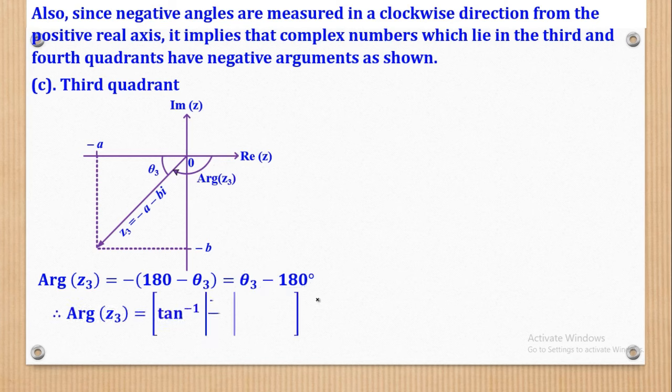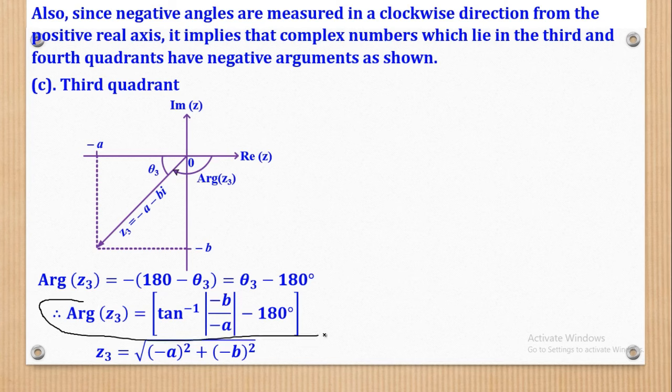Then I substitute for theta 3. Theta 3 will be arctan of imaginary over real. Like I said, each time you get a negative somewhere, remember to put the magnitude symbol so that you don't get confused along the way. So this is the argument for the third quadrant. The modulus is easier because you have squares and everything under a square root, but the argument is what disturbs most students. So remember, for the second quadrant it was 180 minus arctan. Third quadrant it is arctan minus 180.